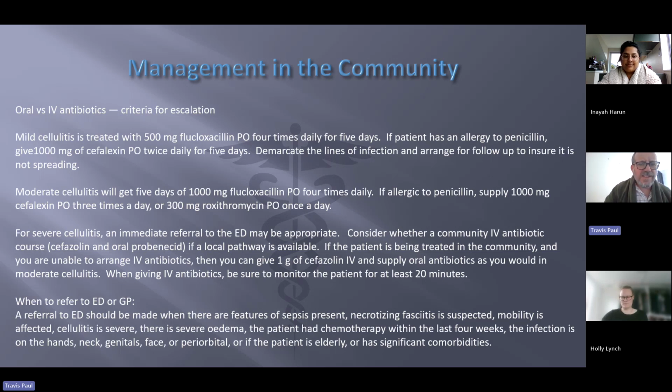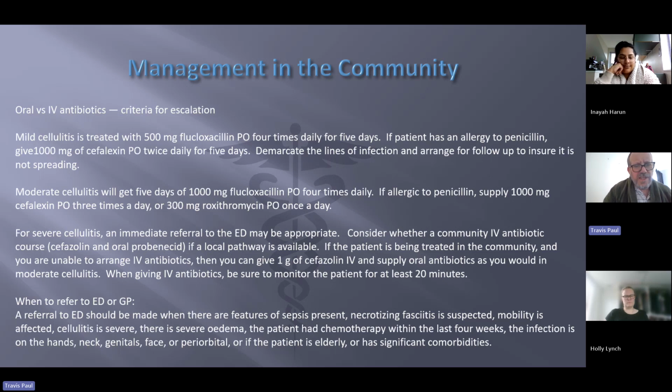For severe cellulitis, an immediate referral to the ED might be appropriate. You might want to consider a community IV antibiotic course if a local pathway is available. If the patient's being treated in the community, and you're unable to arrange IV antibiotics, then you can give 1 gram of cefazolin IV and supply oral antibiotics as you would in moderate cellulitis. If you do give IV antibiotics in the field, you need to monitor the patient for at least 20 minutes. You might get that blood pressure drop that sometimes occurs with IV antibiotics.